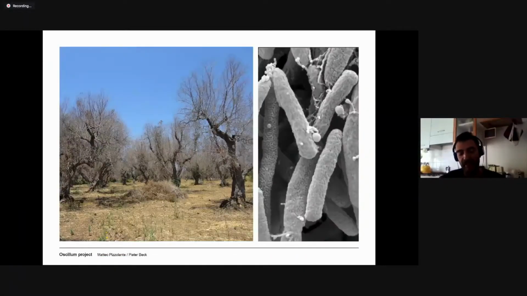The bacterium that causes this disease is called Xylella fastidiosa, and the bacterium colonizes the xylem network within plants. And the main function of xylem vessels is to transport water from plant roots to leaves. And so where the bacterium colonizes xylem vessels, the xylem vessels become blocked and the plant slowly dies.